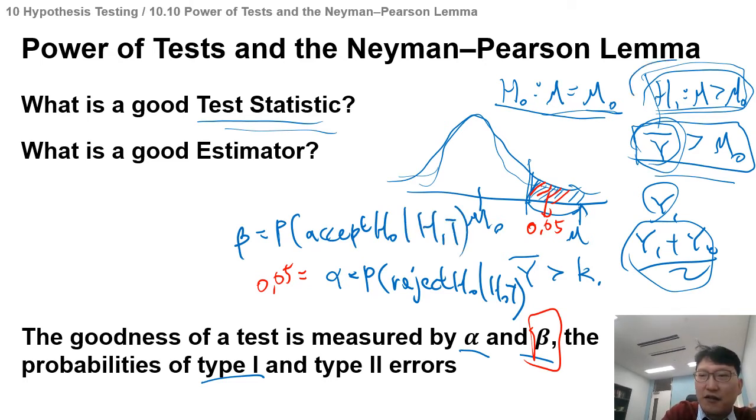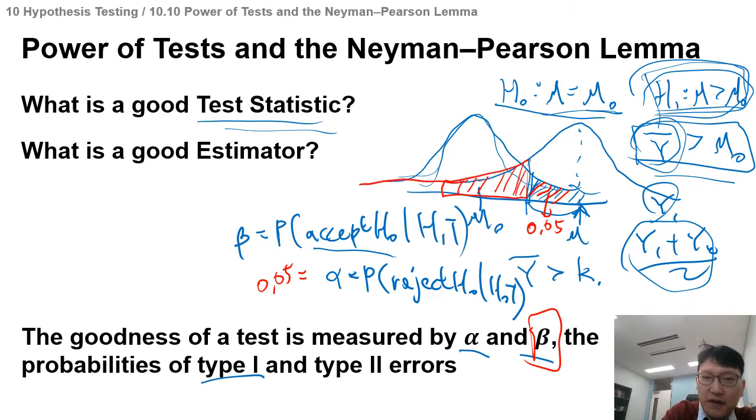So the alternative is true, and the true mu would be somewhere here. Then the true distribution would be this one. Then what would the error be? It would be the probability of accepting H0, which is the probability in here. So we can calculate the area on this side to calculate beta.